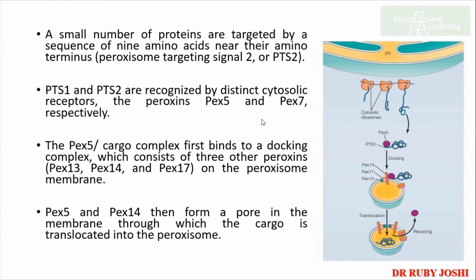Now PTS1 and PTS2 are both recognized by distinct cytosolic receptors, the peroxins PEX5 and PEX7 respectively. These PEX5 and PEX7 are present outside in the cytoplasm, so they are also soluble. Now what is happening is that PEX5 is going to recognize the C terminal PTS1, and then it binds to your cargo protein.